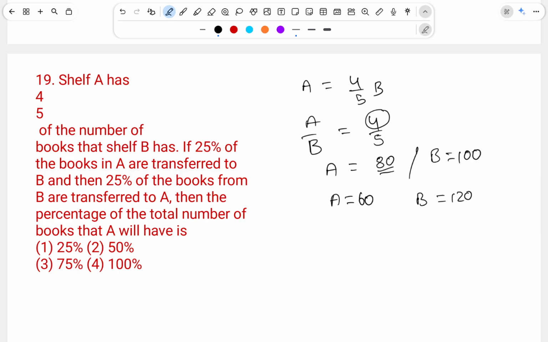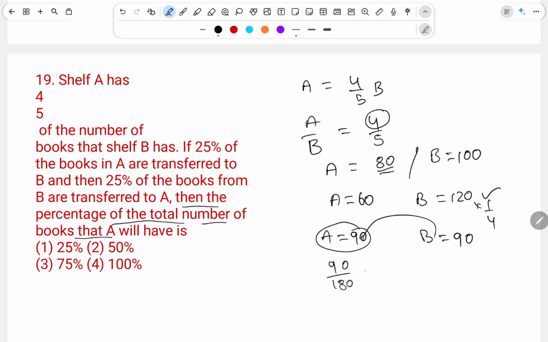Then 25% of the books from B are transferred to A. Now B is 120, and 25% of that is 1/4 of it, 30. If 30 is given here, A becomes 90 and B also becomes 90. Now the percentage of the total number of books that A will have is 90 out of A plus B, which is 180, into 100. That is 50%.